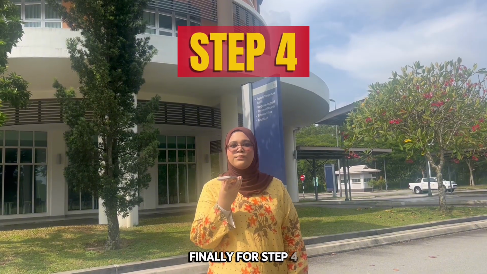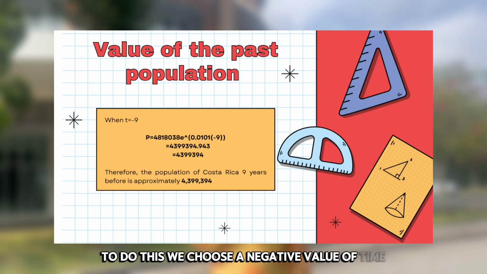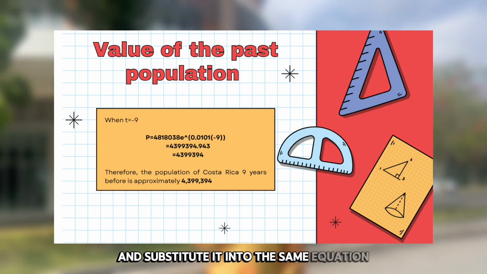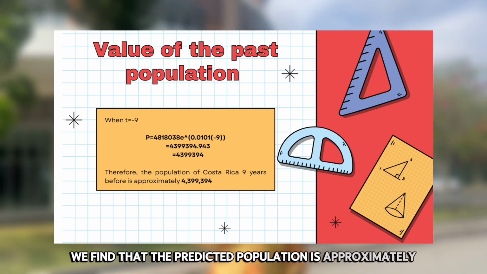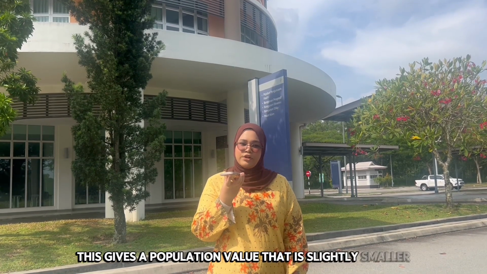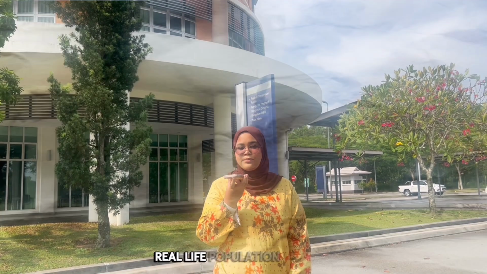Finally, for Step 4, we calculate a value from the past. To do this, we choose a negative value of time, such as t equals -9, and substitute it into the same equation. After calculating, we find that the predicted population is approximately 4,339,394. This gives a population value that is slightly smaller than the initial value, which represents the population before the recorded data. This shows how the exponential function can be used to model real-life population growth.